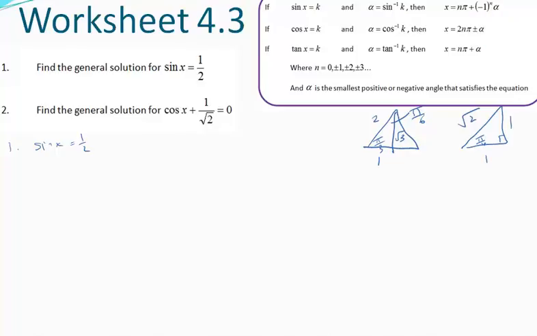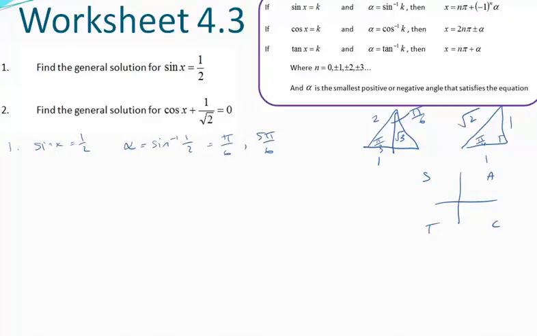So for sin x to equal a half, opposite over hypotenuse, we're looking at our pi on 6. So here we want alpha equal to pi on 6. If we're thinking about our sine and it's positive, it's going to be in quadrants 1 and 2. So we're going to have pi on 6 and pi minus pi on 6, so 5 pi on 6.